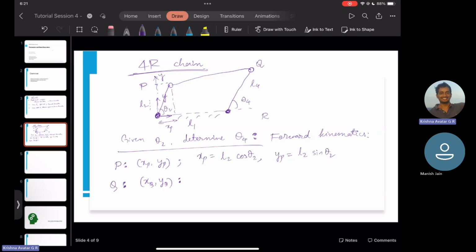Now let's take a look at this. When we take a look at XQ, it will already contain the entire link L1 and the horizontal projection of the link with length L4 onto this axis, isn't it? So it will be L1 plus L4 cosine of theta 4. Likewise, in this case YQ is equal to L1 plus L4 sine theta 4. Right? So we have the projections, and the goal was to determine theta 4. Fine.